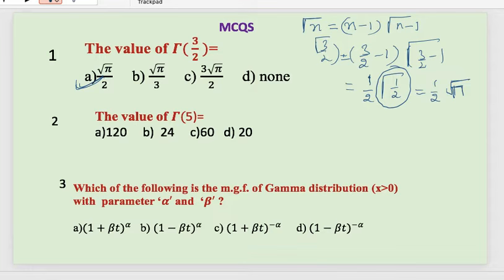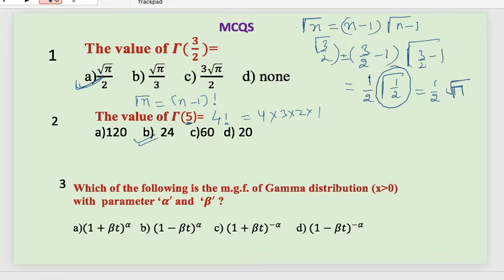There might be questions asking for gamma of some fractional value like 3 by 2 or 5 by 2. You can use this property and keep on opening till you get gamma of half. The second question has gamma of an integral value, so we do not need to solve it like this. We can use gamma of n is equal to (n minus 1) factorial. Because it is an integer, this is nothing but 4 factorial, which is 4 into 3 into 2 into 1. This value is 24, so option B is the correct option.